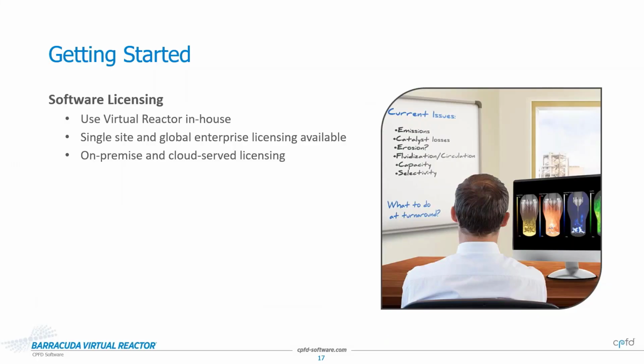So for those of you that are new to CPFD software, I just want to briefly let you know a few different ways that you could get started working together with us. So software licensing is the first method, where your team uses Barracuda directly to set up, run, and post-process simulations. We have a number of different licensing options available, so please contact us and our sales team for specifics, and there will be an email at the end of the presentation that you could use to contact us.